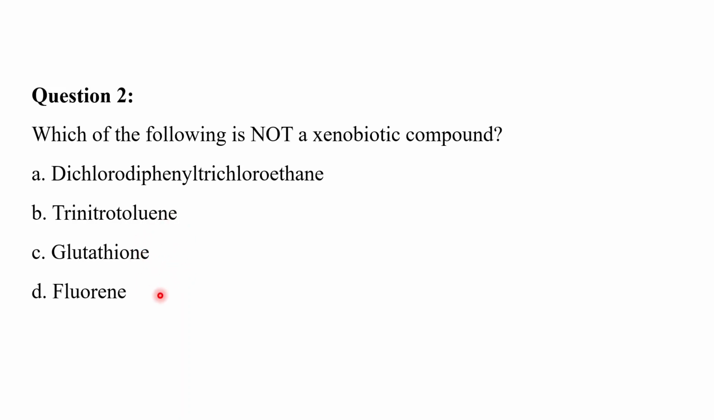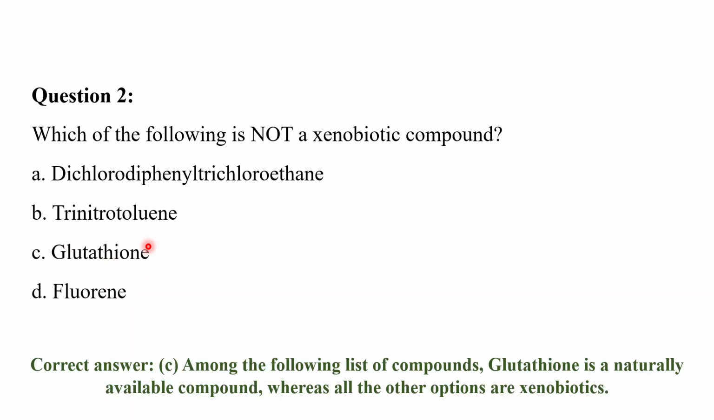Third option, glutathione, it is actually a natural compound. So the correct answer for this question is glutathione, which is not a xenobiotic. Why it's not a xenobiotic? Because it is a naturally available compound, whereas all the others, even fluorine, is a synthetic compound. It is synthesized inside the labs. So it's not naturally occurring. We don't get fluorine from any of the natural sources. So this is also a xenobiotic. So all three options are xenobiotic. Only glutathione is not a xenobiotic compound. Okay.